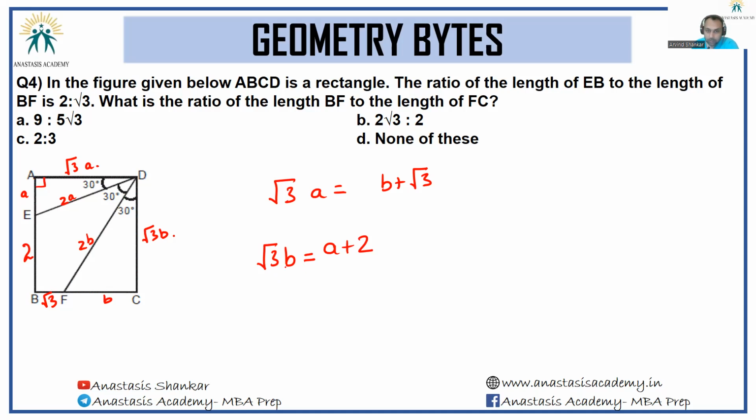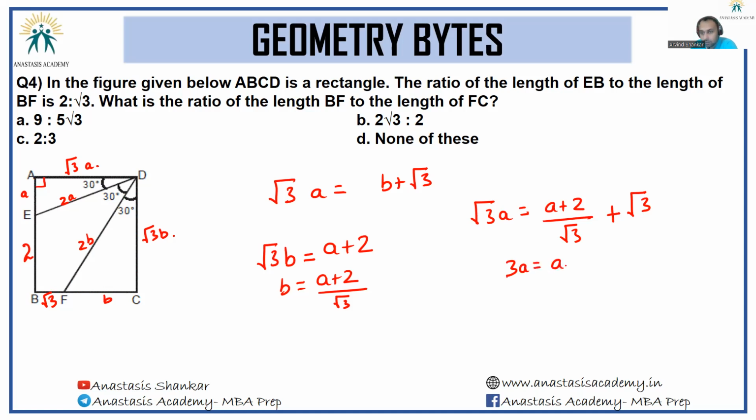Now what I can do is, since I finally need the value of B, B is equal to (A plus 2) by root 3. I can replace it in the original equation. So root 3A is equal to (A plus 2) by root 3, plus root 3. So I get 3A is equal to A plus 2 plus 3. So 2A is equal to 5. A is equal to 2.5. So B will be equal to 4.5 by root 3.